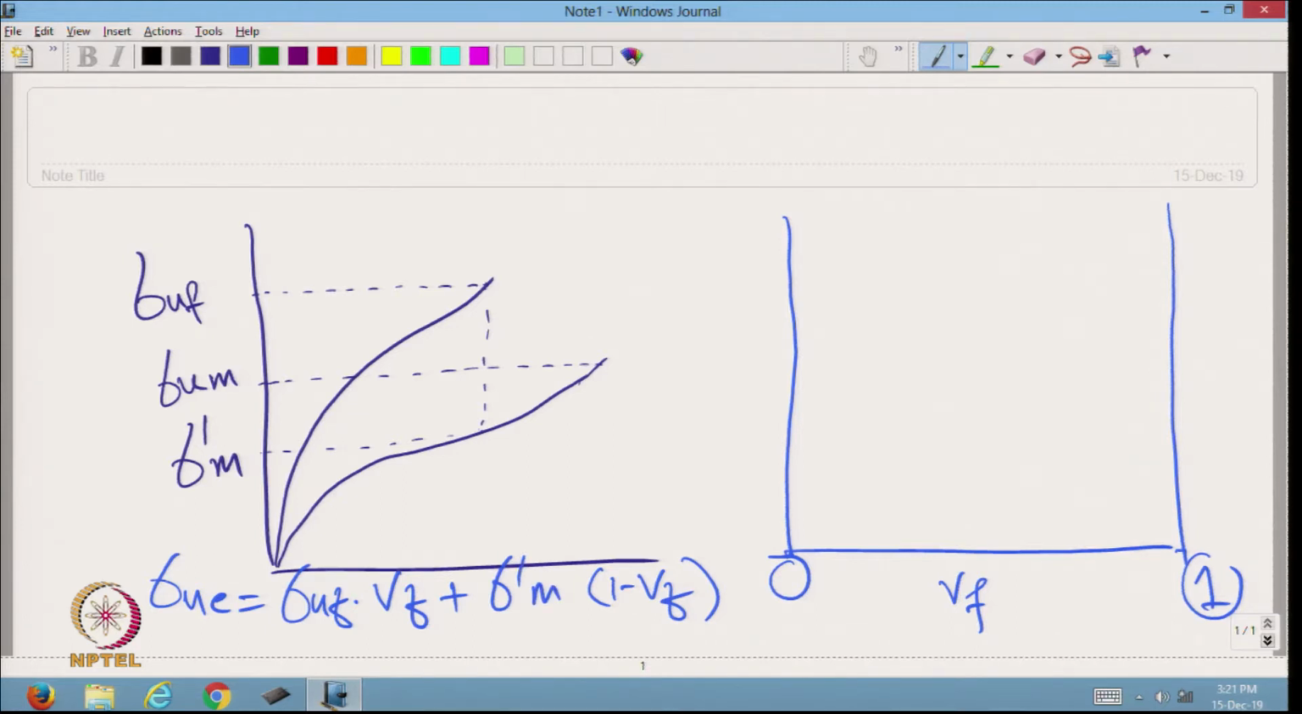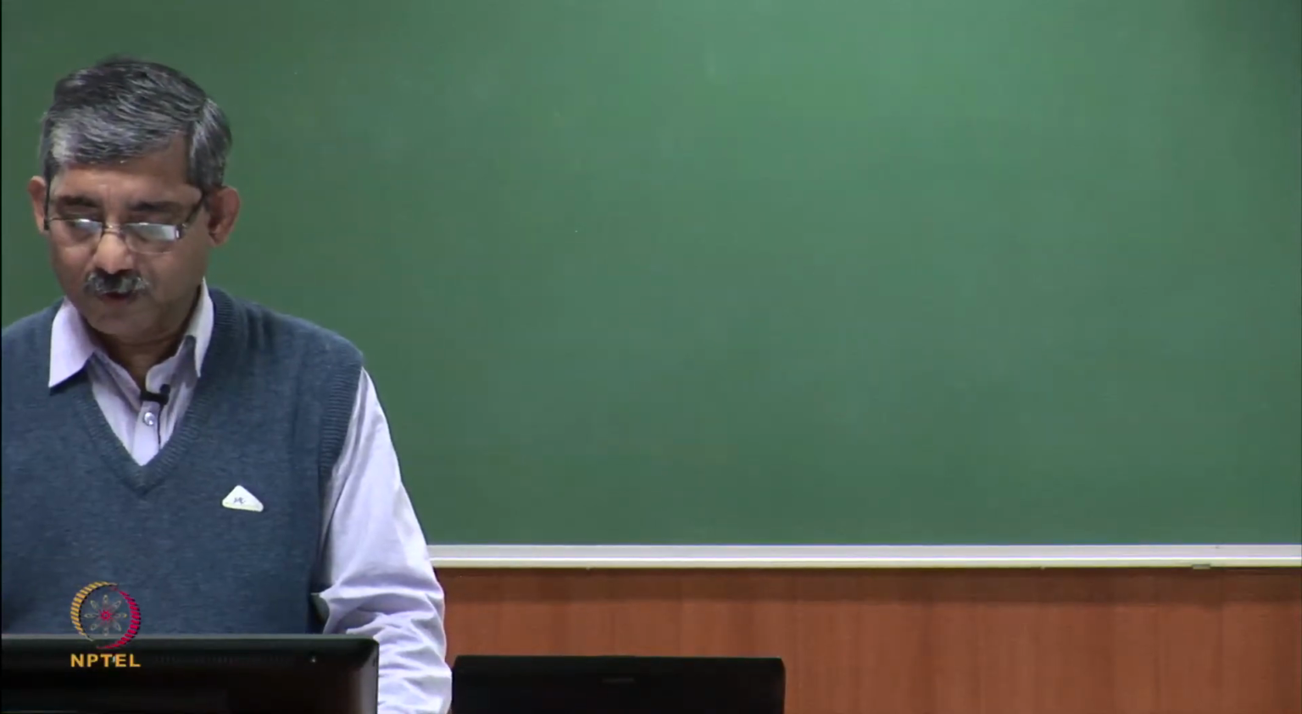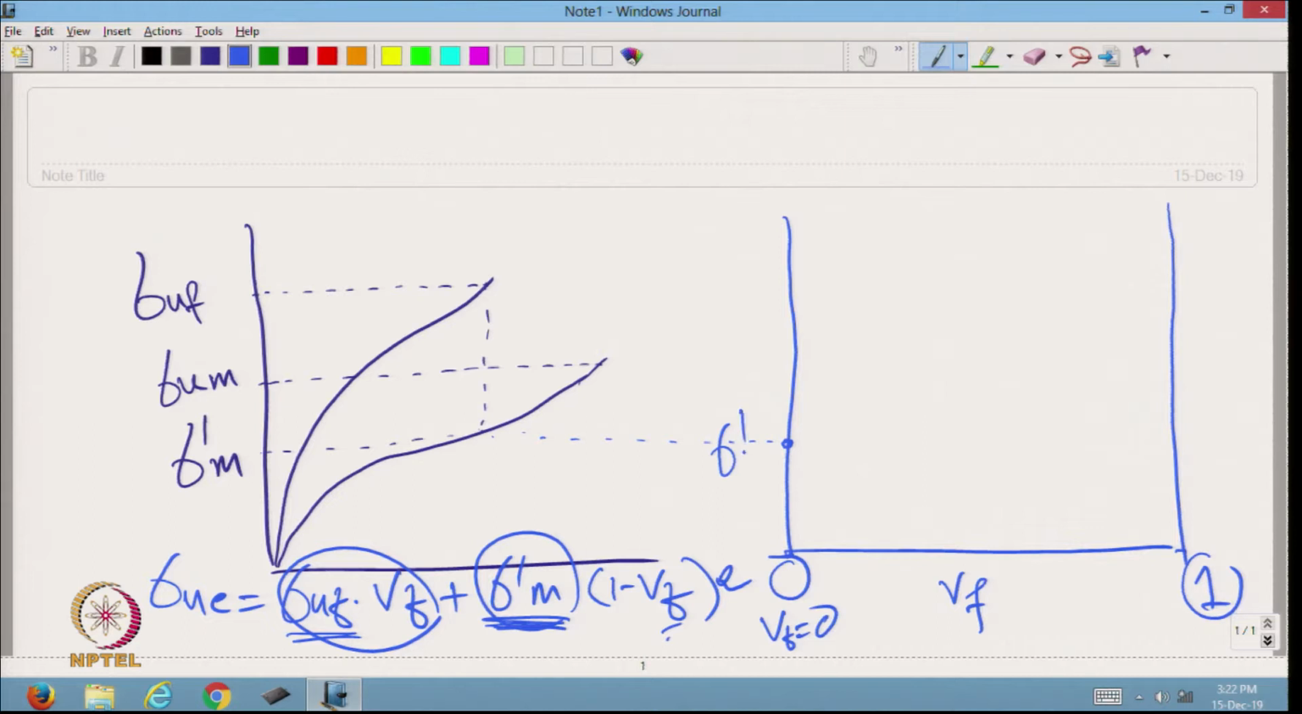Because when the fibers are breaking, the matrix is carrying sigma dash m. Here if we put V f equal to 0, this will become 0 and this will become 0. So, it will be effectively sigma dash m. So, before fibers are breaking, this equation is followed. So, this is sigma dash m.